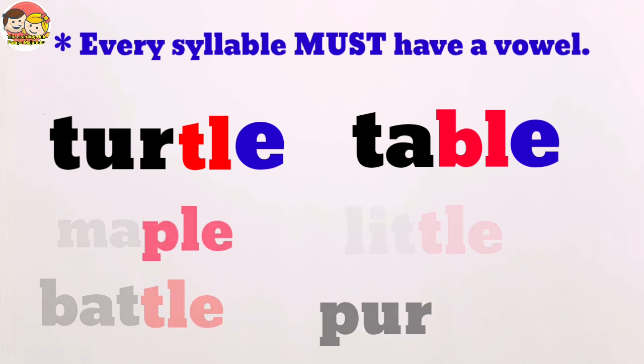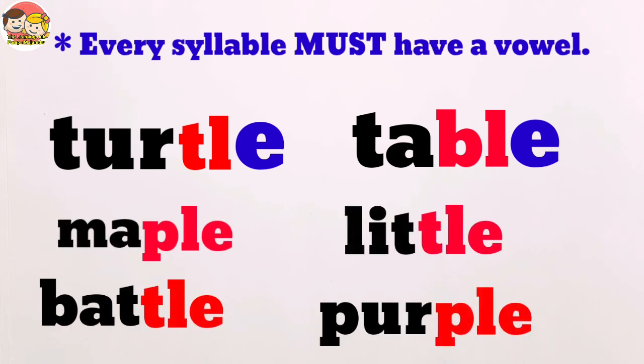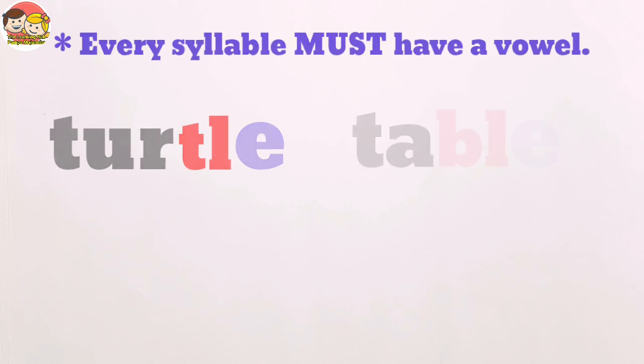A few more examples are maple, little, battle, purple, etc. So these are all two-syllable words, and there is an E at the last syllable, and the E is silent. So we add E to make it a consonant plus LE syllable.